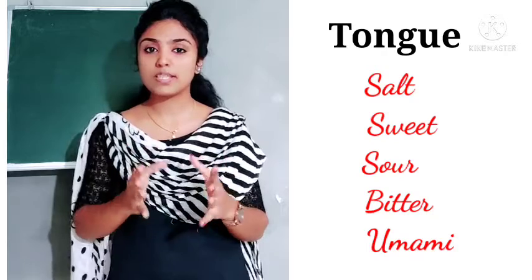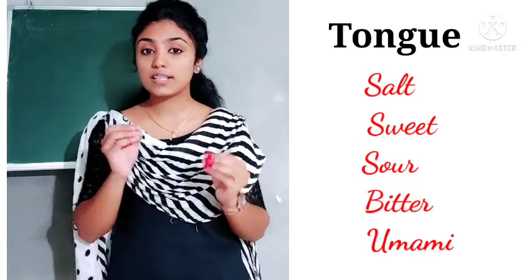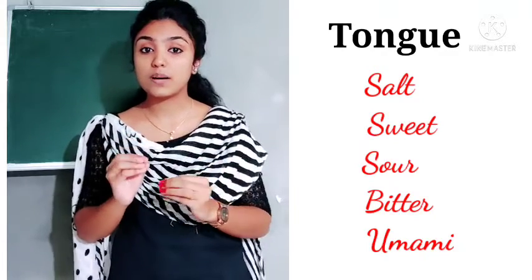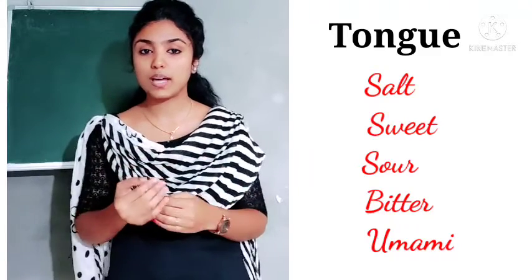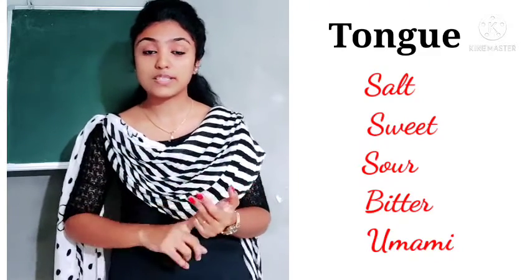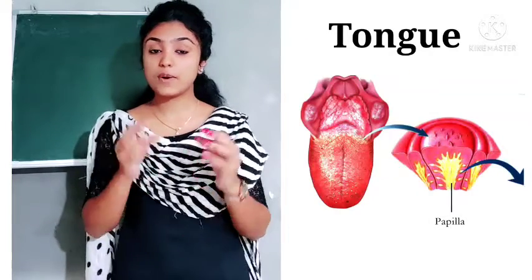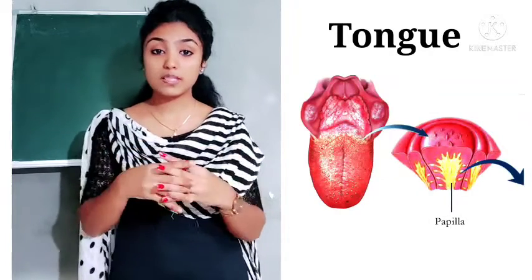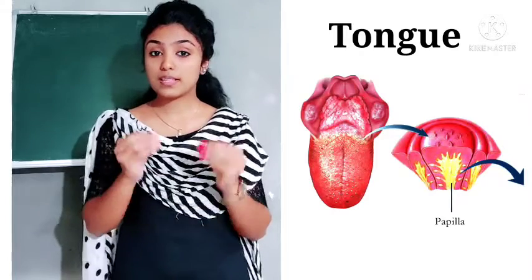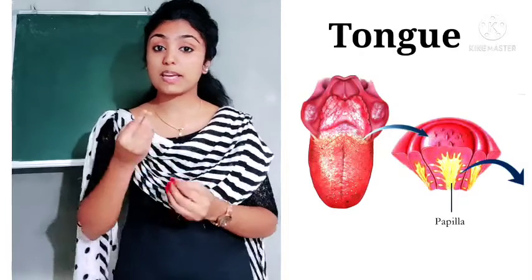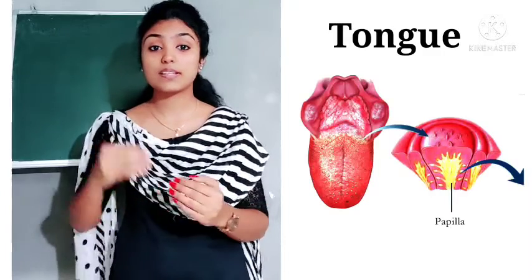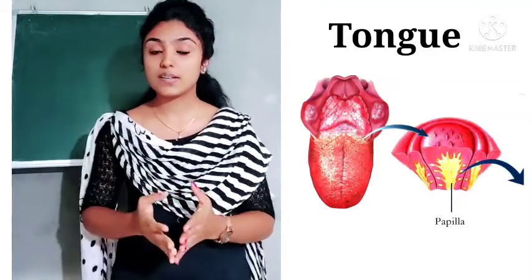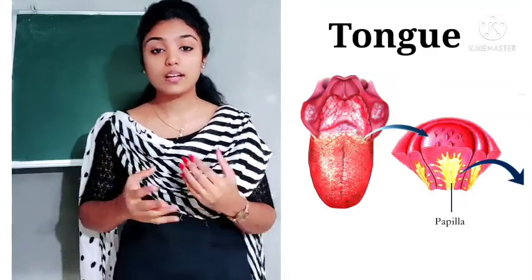Umami is a new term for you. This is a Japanese term. The meaning of this term is happiness. This taste is associated with food items including milk, seafood, meat, etc. The substances responsible for taste get mixed with the saliva, and as a result the chemoreceptors get stimulated and generate impulses, and these impulses reach our brain, and as a result we are able to detect the taste.